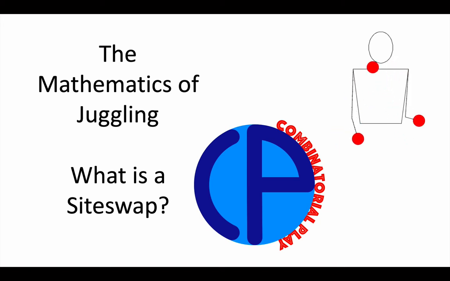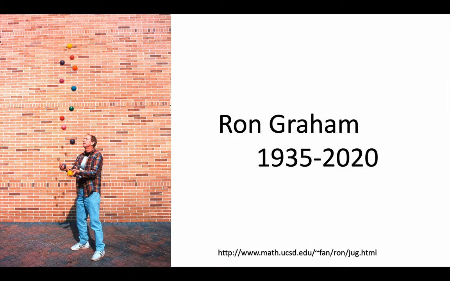Before I introduce the subject, I want to just acknowledge Ron Graham. Ron Graham is a former Mathematical Association of America president, a former president of the International Jugglers Association, and a popularizer of the mathematics of juggling. It's from him that I first learned about the subject and became very interested in it. This photo is credit of his wife, who has this on her webpage.